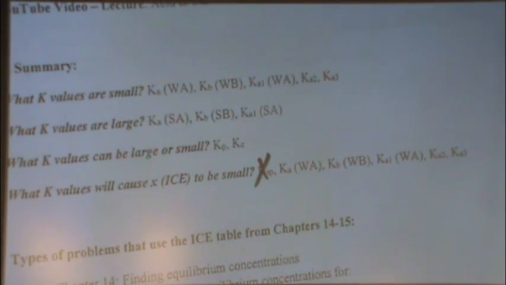What K values would cause x to be small? Ka for a weak acid, Kb for a weak base, Ka1 for a weak acid, or Ka2 and Ka3. So basically, anytime you have a weak something, you can make that assumption. Ka2 and Ka3 probably won't come up in any of your math. So if you want to really boil it down, it's when you have a weak acid or base. That's going to happen. Yes?